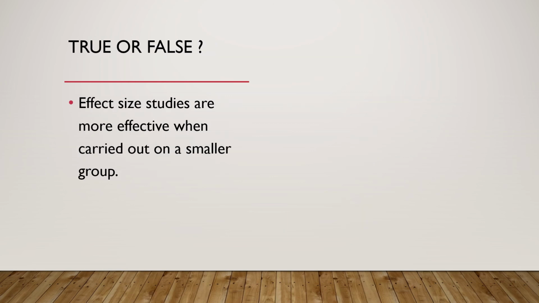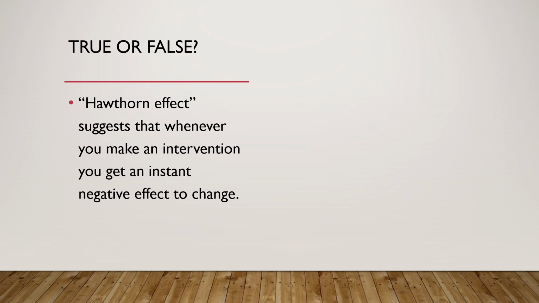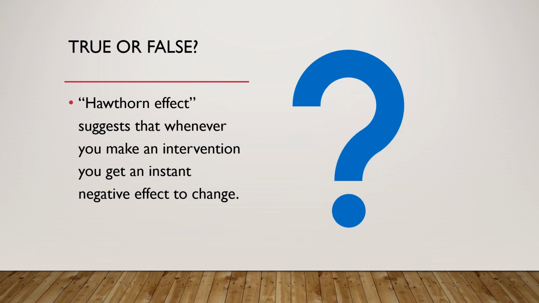The next statement is: effect size studies are more effective when carried out in a smaller group. If you could quickly write in whether you think that's true or false. And finally, the last one is: the Hawthorne effect suggests that whenever you make an intervention, you get an instant negative effect to change. Quickly write in whether you think this is true or false.